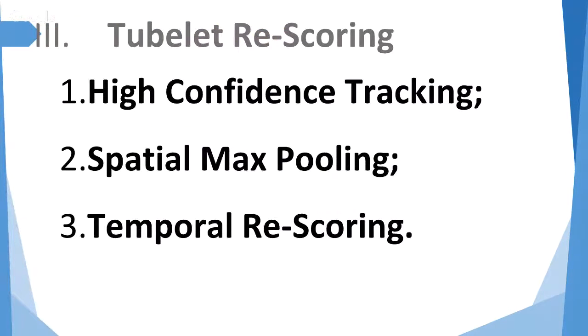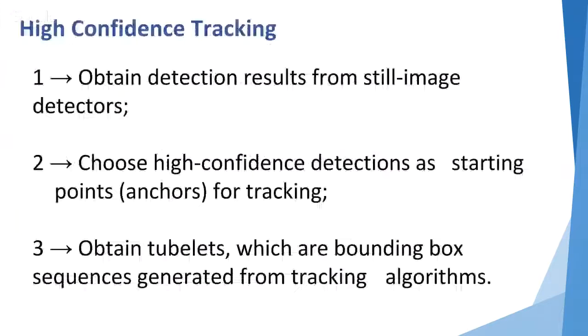The third step is the tubelet rescoring, where we have three main steps: high confidence tracking, spatial max pooling, and temporal rescoring. For the first one, we use the detection results obtained from the still image detectors, choose the highest ones, and use them to track the object from the start to the end of the video.